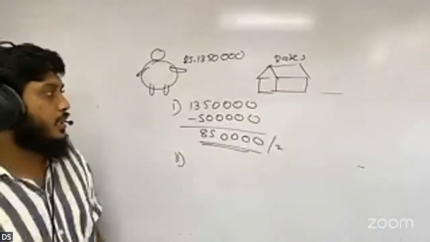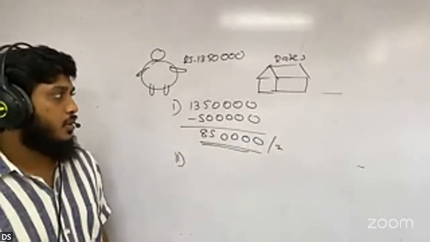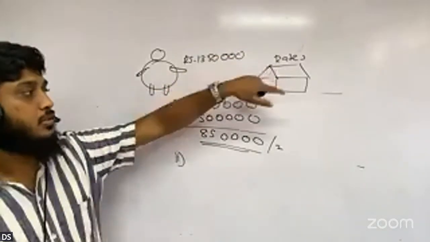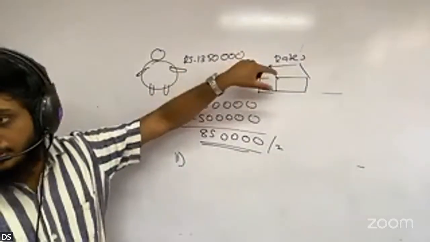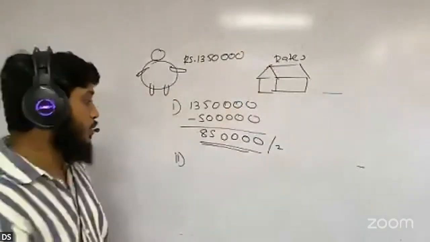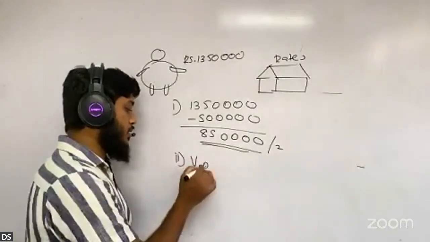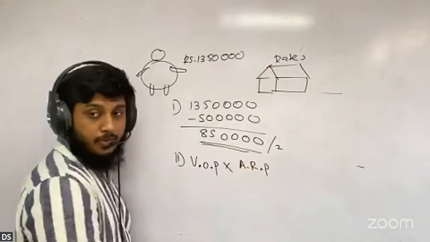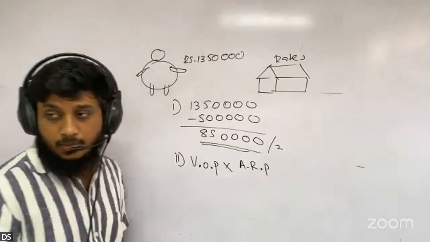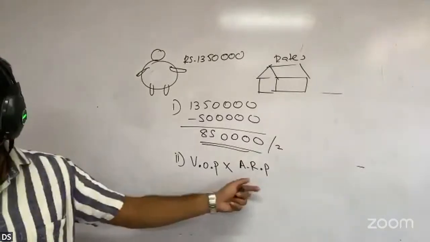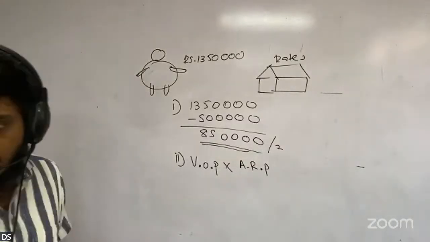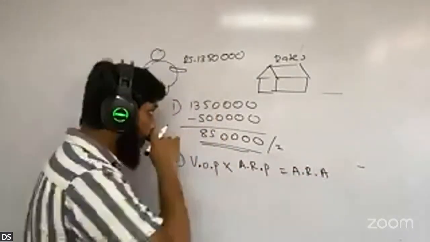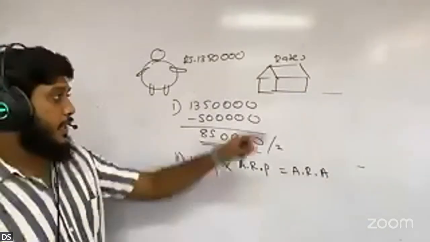How to find the rates on this? If they want to charge you rates, what should you have first? You should have a property. Then you have to multiply the value of the property by the annual rate percentage. If you multiply the value of the property by the annual rate percentage, you will get the annual rate amount you have to pay to the municipal council or the government. If you own a property, you have to pay tax to the government. That tax is called rates.